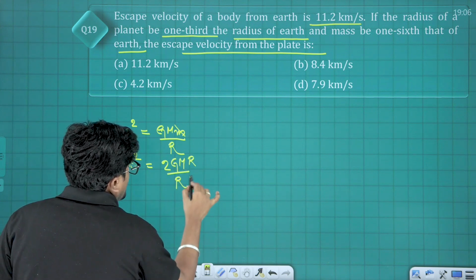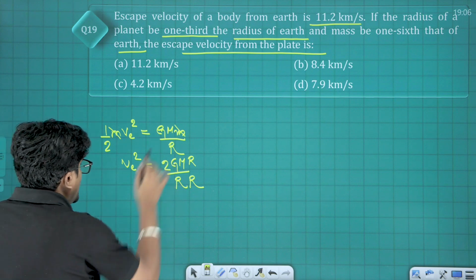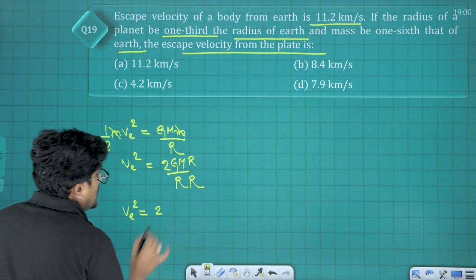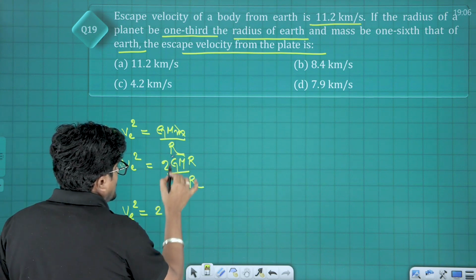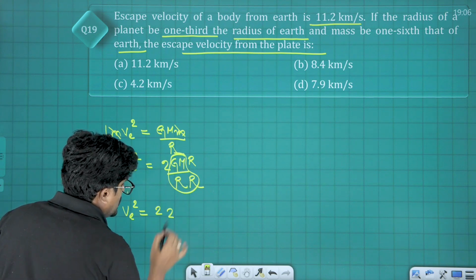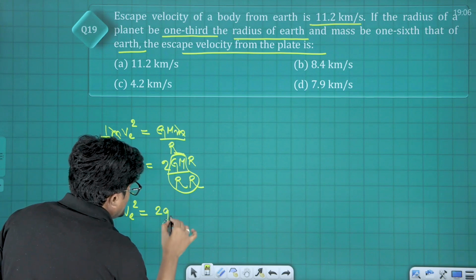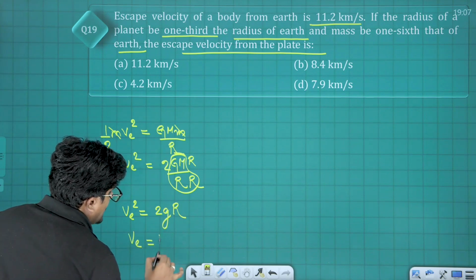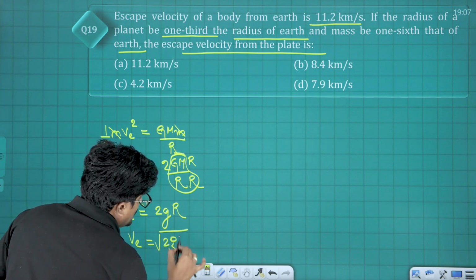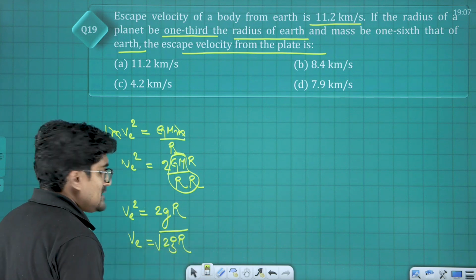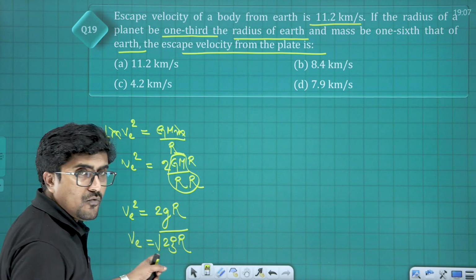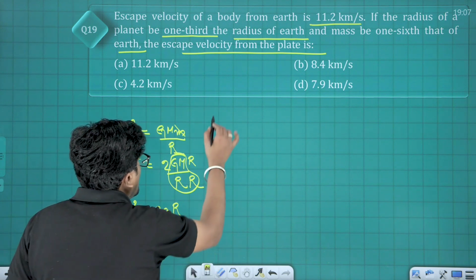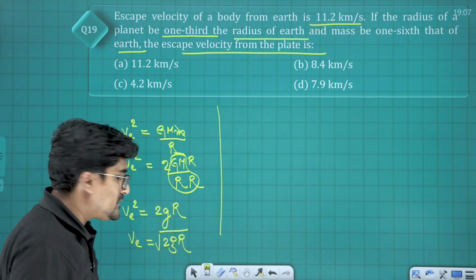Now we will be multiplying with R and dividing with R. So here V square is going to be 2 into, what is this? This is small letter g. So 2 times small letter g into R, and VE is under root of 2g into R. This is the case of what? Escape velocity in the case of launching from the surface of the earth.